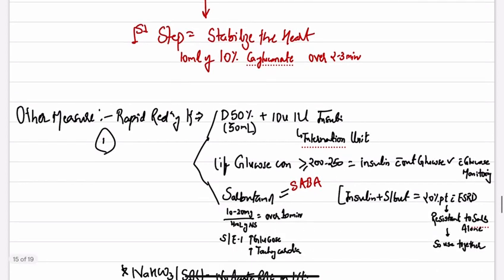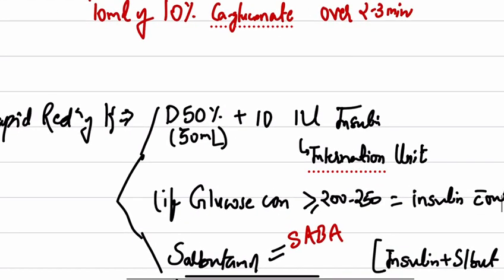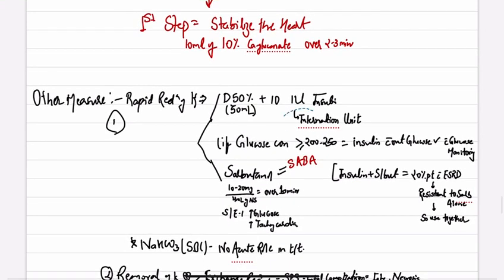Okay, what are the other measures? The other measures focus on rapid reduction of potassium. First, D50, 50 ml of 50% dextrose, plus 10 international units of insulin. Okay, you have to take this.